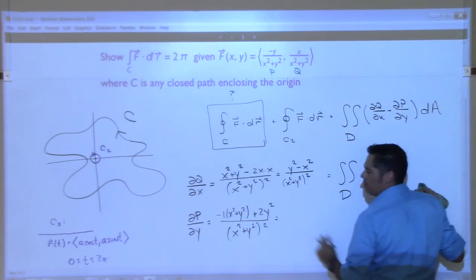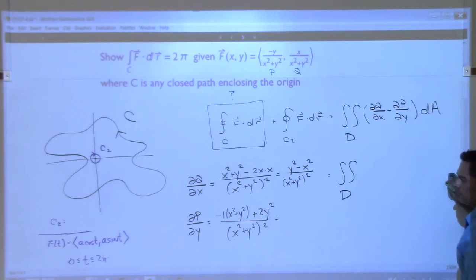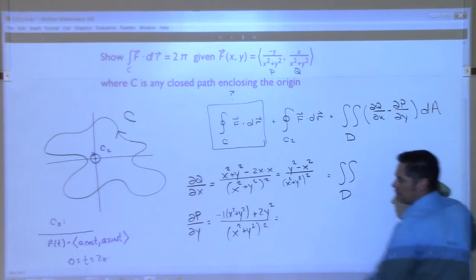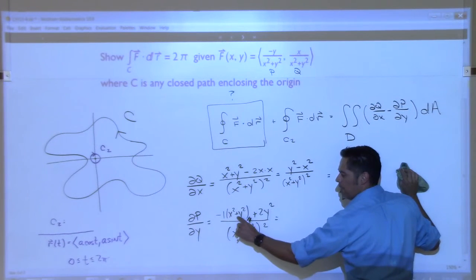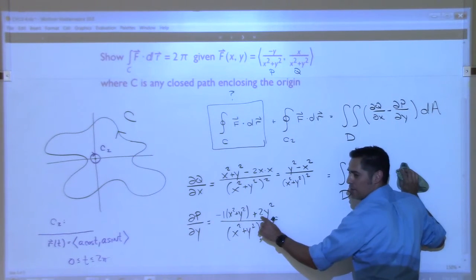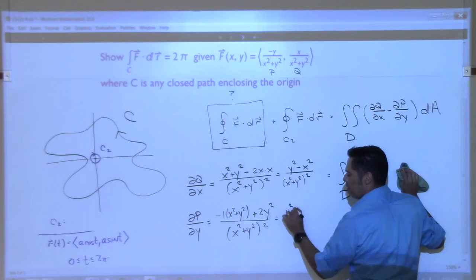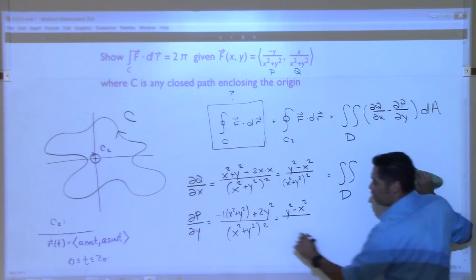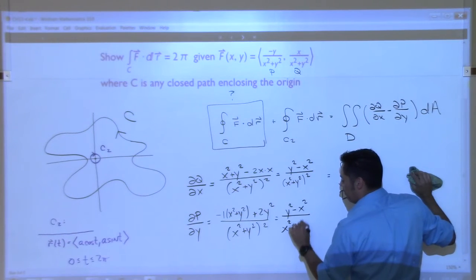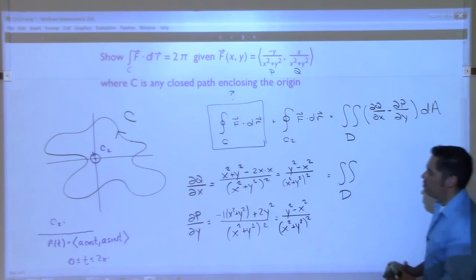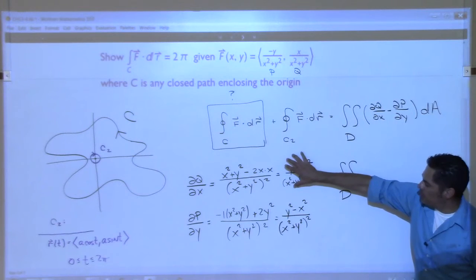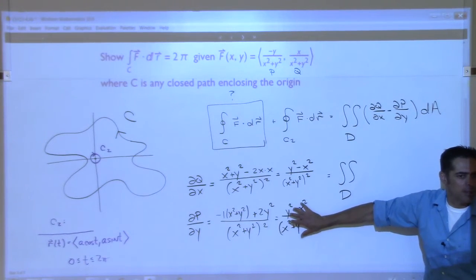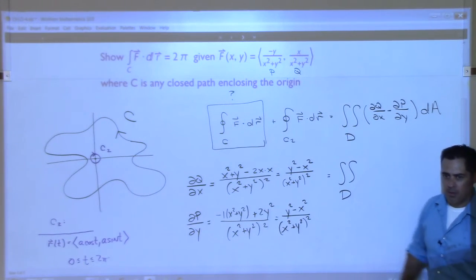And on the bottom, what do we get? X squared minus y squared over... it's the same thing, isn't it? This is minus x squared minus y squared plus 2y squared, which gives you y squared minus x squared again, right? Yes? All over the bottom squared. So what would happen if you took this and you subtracted this? It'd be 0, right?